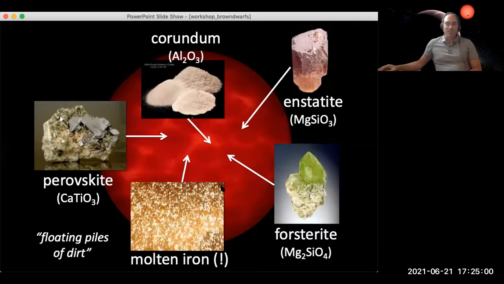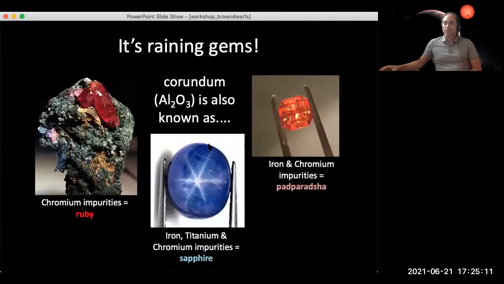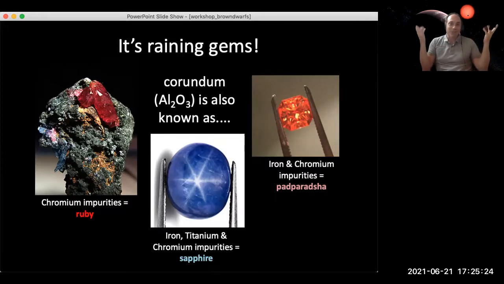Molten iron is certainly a kind of scary consideration for weather. You wouldn't want to be out in the molten iron rain at any time. By the way, corundum is actually one form of various gems. So rubies and sapphires and padparadscha are all forms of aluminum oxide that have other impurities in them to give them their colors. So not only do you have boring old rocks and metal, you also have gem rain. It's pretty cool if you think about it. I'm sure it doesn't actually look like that, but it's fun to think that that's happening.